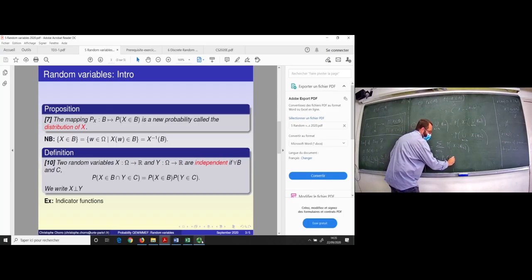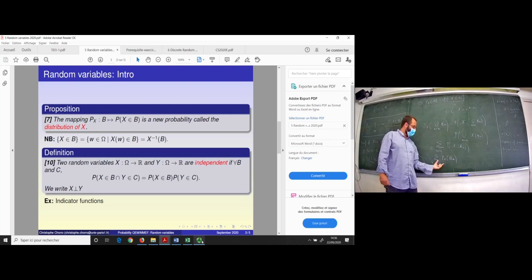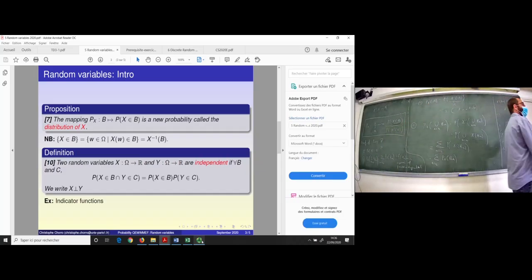P of X minus 1 of Bn is just P_X of Bn. So you have proved both that P_X of R is equal to 1, and that when Bn is a sequence of pairwise disjoint sets, P_X of the union is equal to the sum of the P_X. And so P_X is a new probability that we will call from now on the distribution of capital X. Okay?